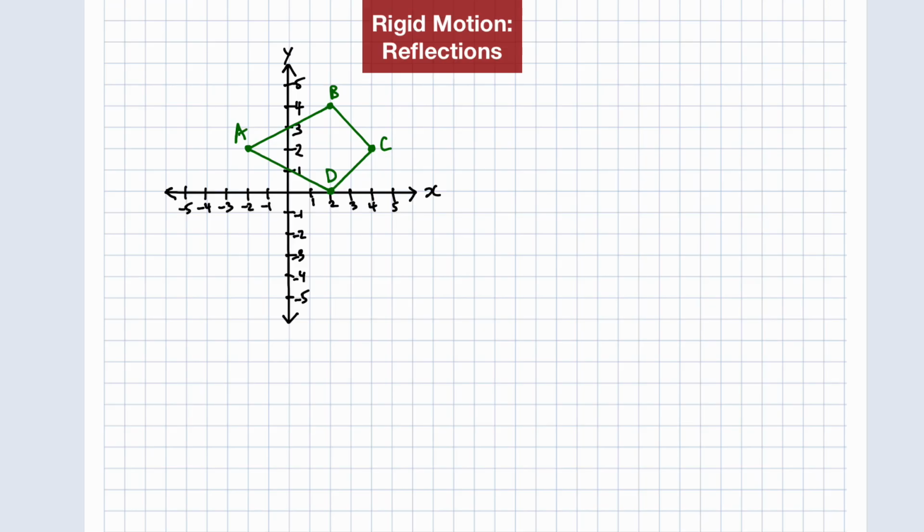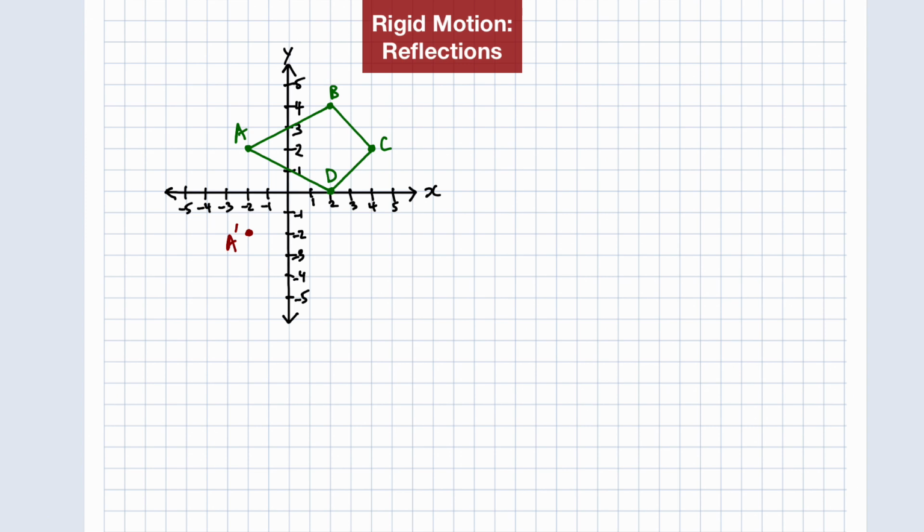Here we have a quadrilateral ABCD on a coordinate plane, and what we're going to do is reflect this object across the x-axis. So how do we do that? Let's take a look at point A. Point A is exactly 2 intervals above the x-axis, and so what we want to do is draw its reflection 2 intervals in the opposite direction from the x-axis. So it'll be 1, 2. So we will plot a point right here and call it A prime.